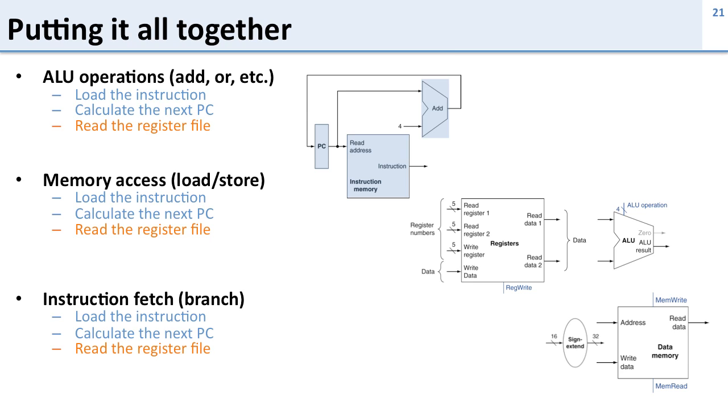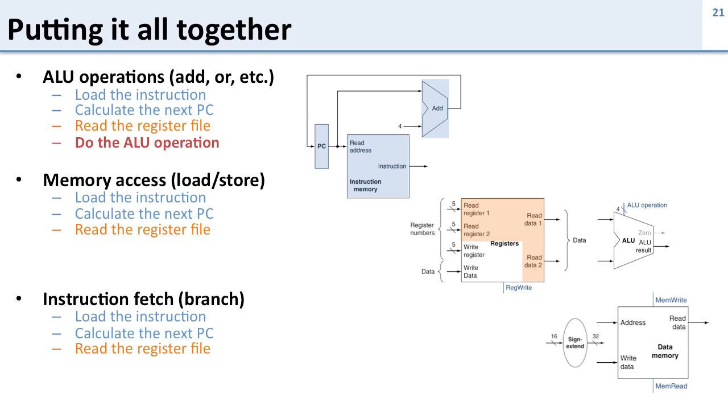So ALU operations read the register file to get their data. Memory access instructions read the register file to get addresses and data if they're stores. And branch instructions read the register file to see whether or not they should branch. Remember, they're doing an equality comparison. So we're going to read the register file.